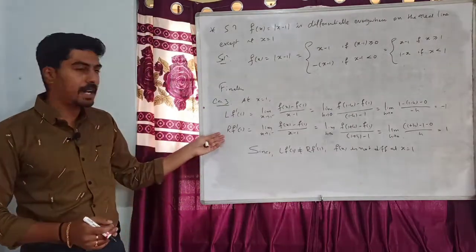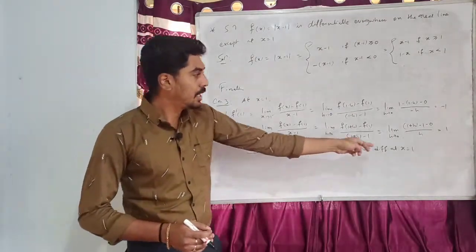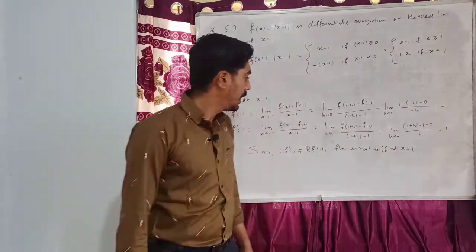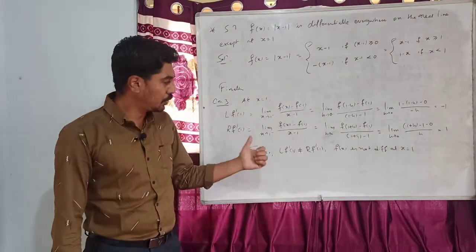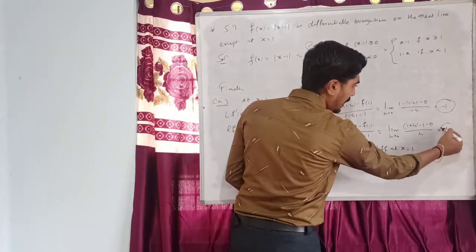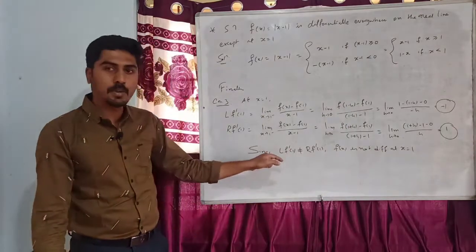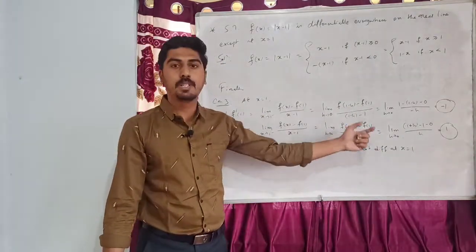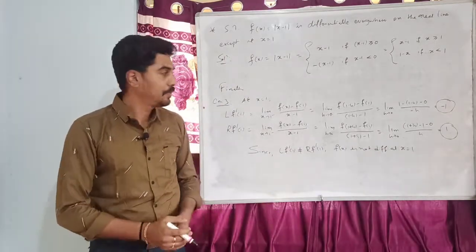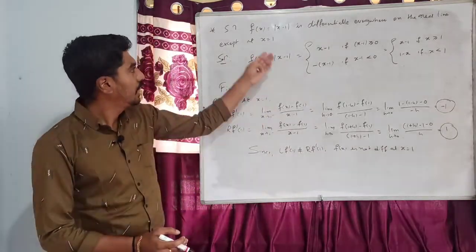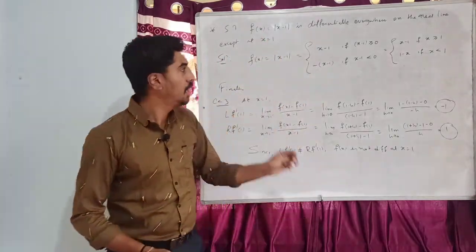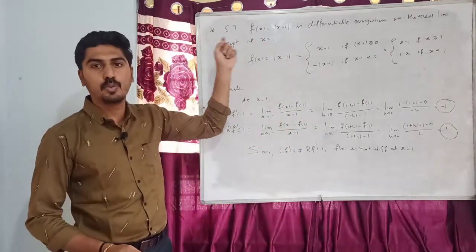Similarly, if I find the right hand derivative, here h and h get cancelled, I get 1. Since the left hand derivative is not equal to the right hand derivative, the left hand derivative is minus 1 and the right hand derivative is plus 1. They are not equal, so the function is not differentiable at x equal to 1. By case 1, case 2 and case 3, we have shown that this function is differentiable everywhere on the real line except at the point x equal to 1.